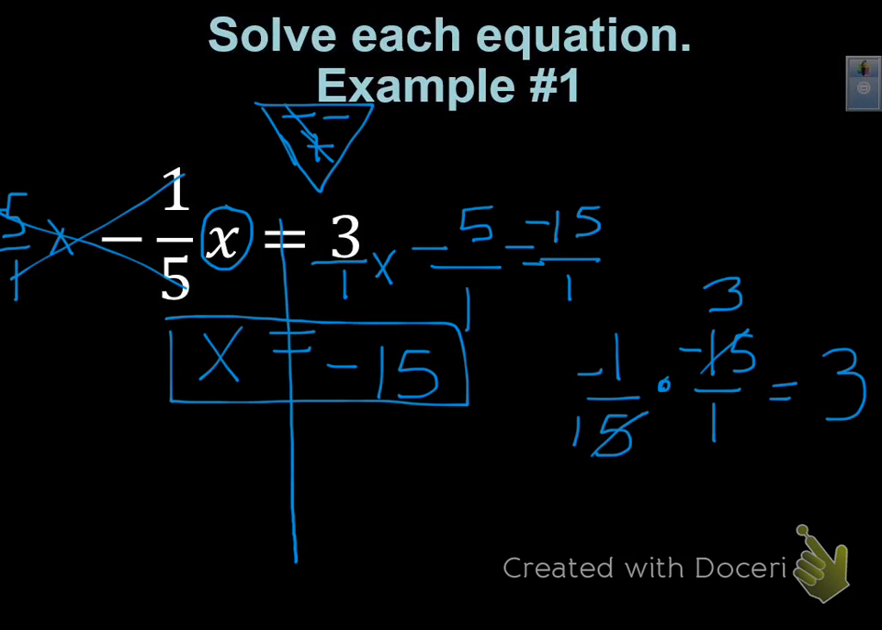So now I have negative 1 times negative 3, that does equal positive 3. 1 times 1 is 1. And as we know, 3 over 1 is the same thing as 3.